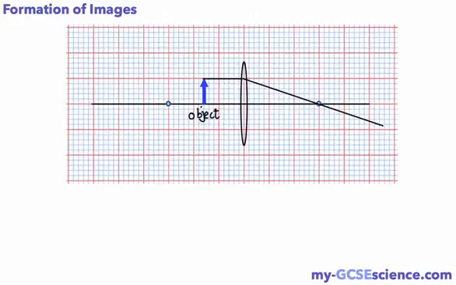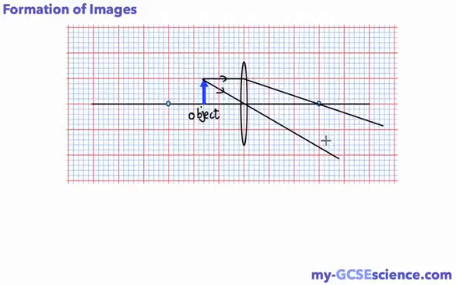The second light ray is drawn from the tip of our object here straight through the center of the lens where it meets the axis here. So it goes like this. Remember to draw in your arrows so that you know which way the light rays are going.